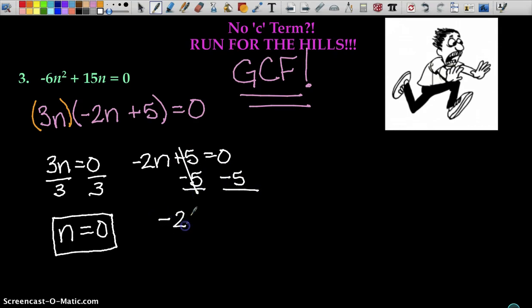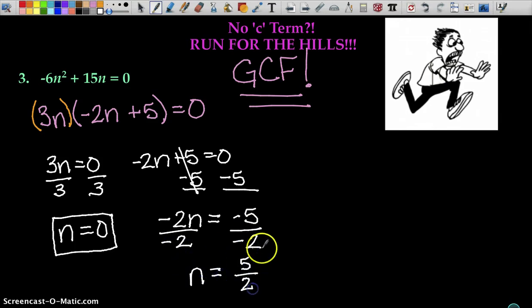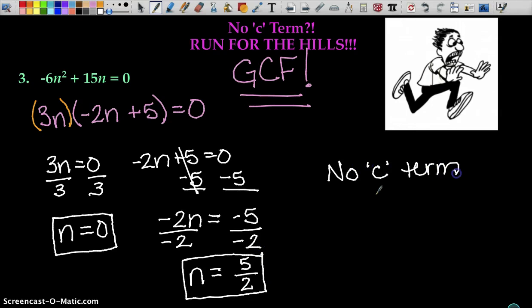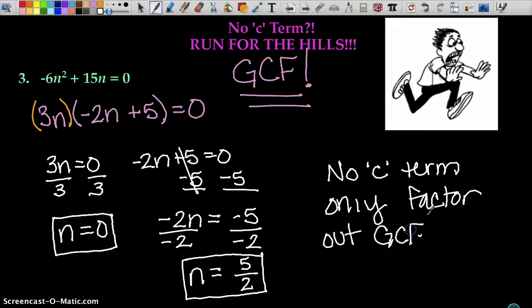Now, when we subtract 5 from both sides, we get negative 2n is negative 5, divide by negative 2. Remember that negative divided by a negative is a positive, so we get a positive 5 over 2. So there are your two solutions. So no C term, only factor out the GCF. That's all you have to do.